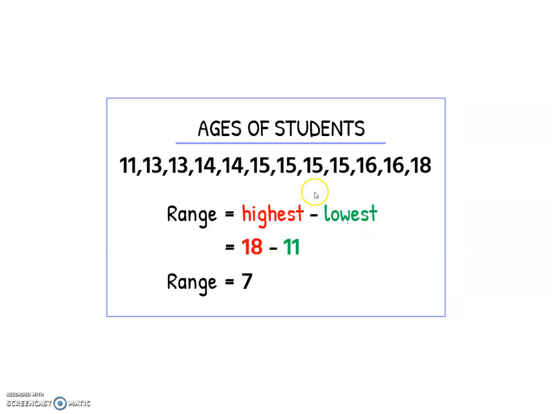equal to 51. Age of the students, suppose it is given: 11, 13, 13, 14, 14, 15, 15, 15, 15, 15, 16, 16, 18. Here many numbers are repeated. Which numbers are repeated? 11 is not repeated, 13 repeated 2 times, 14 repeated 2 times, 15 repeated how many times? 4 times, 16 repeated 2 times and 18 remains the same. But we see that 11 is the smallest and 18 is the highest number. That's why range is equal to highest minus lowest, that is 18 minus 11, range equal to 7.